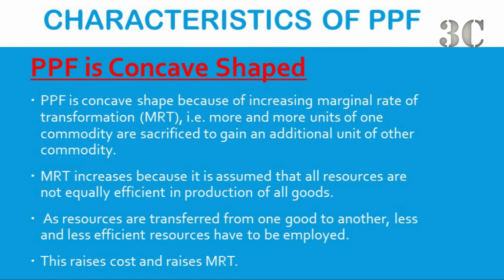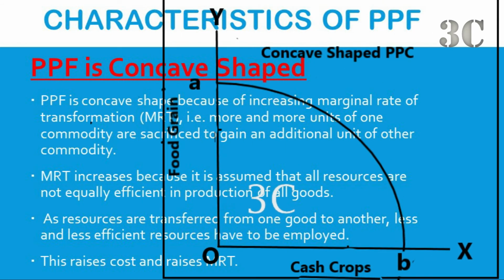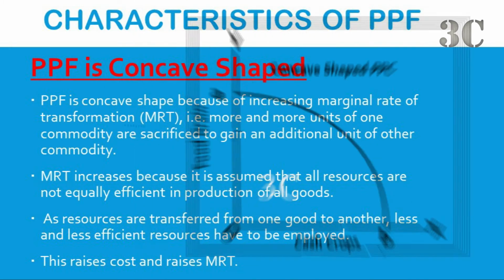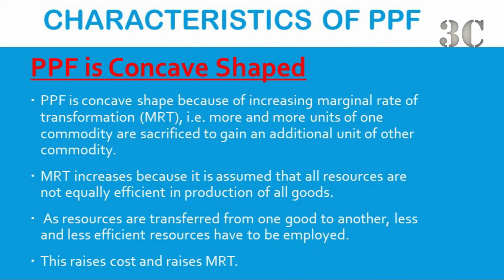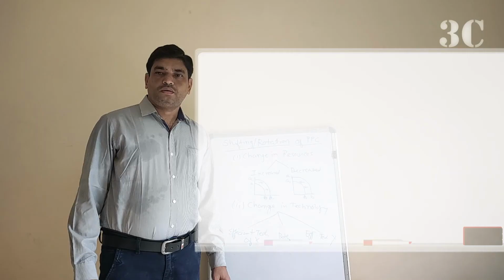The second characteristic is that the PPF is concave shaped. PPF is concave shaped because of the increasing marginal rate of transformation. That is, more and more units of one commodity are sacrificed to gain an additional unit of the other commodity, as we have seen earlier. MRT increases because it is assumed that all resources are not equally efficient in the production of all goods. As resources are transferred from one good to another, less and less efficient resources have to be employed, and this raises cost and raises the marginal rate of transformation.